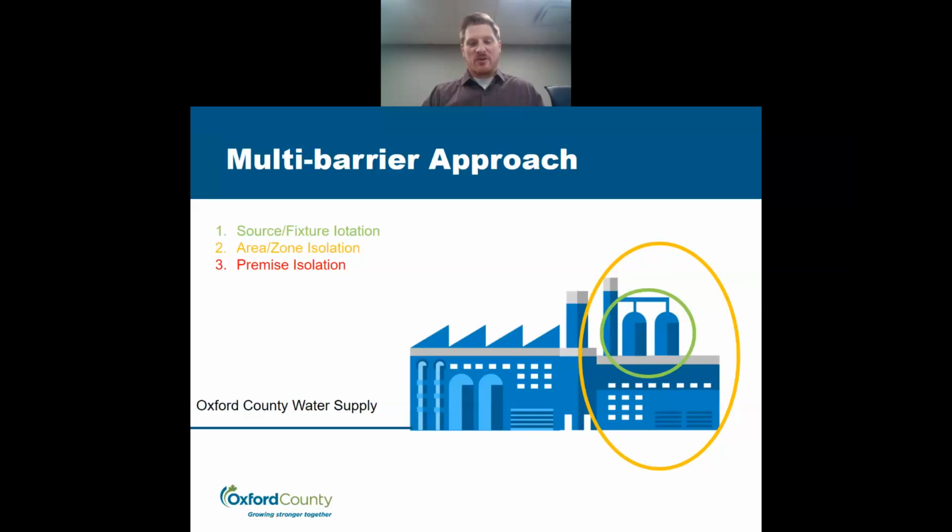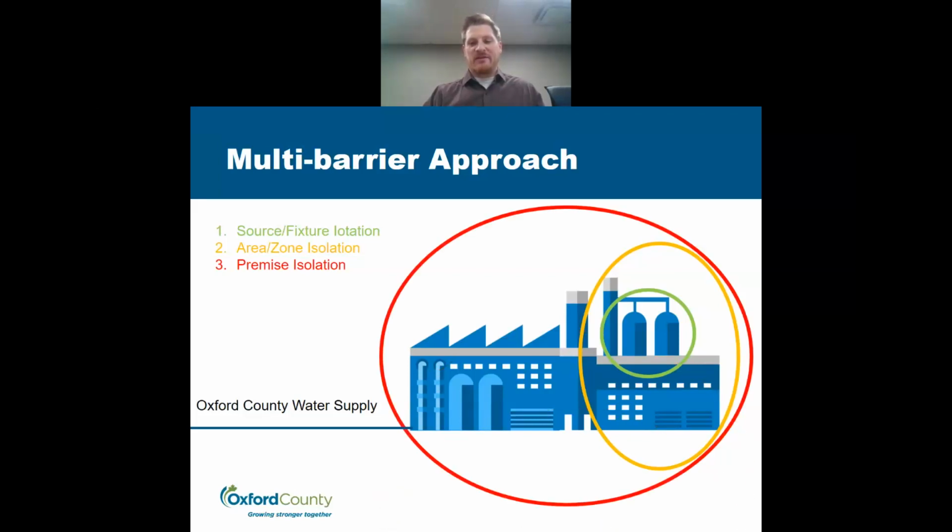Additionally, if you have an area of a facility with multiple fixtures requiring isolation, area or zone isolation can limit the number of backflow prevention devices from many to one. And of course, the last is premise isolation, which prevents a backflow event from drawing contaminated water from the facility into the municipal drinking water system. These multi-barriers can contain an event to a smaller section of a facility from the facility's water system, reducing the cost of recovering from a backflow event.